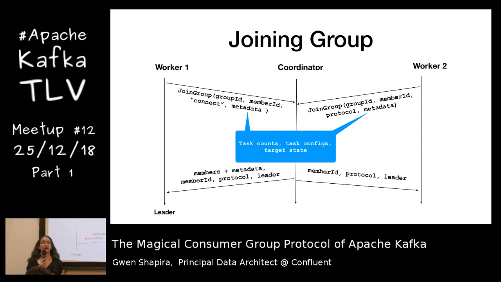Here is a list of task configurations. Things like the database address and the list of tables that I need to read and the username and password, etc. And target state, which of those tasks are actually supposed to run, because sometimes there are tasks that are really not supposed to run at all. And every worker that connects to the group has this list of configurations that it wants to run and the number of tasks that it's allowed to run.